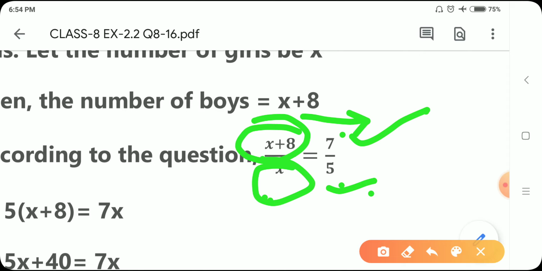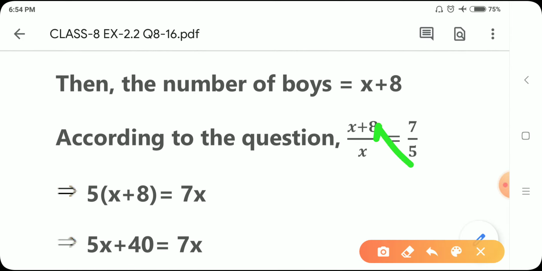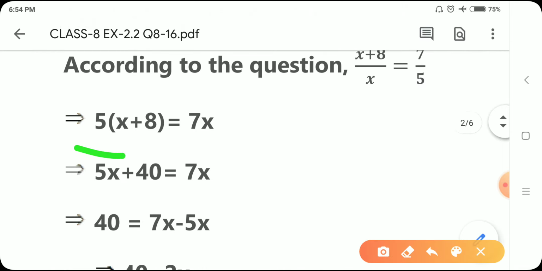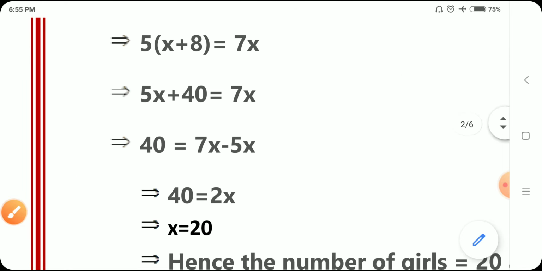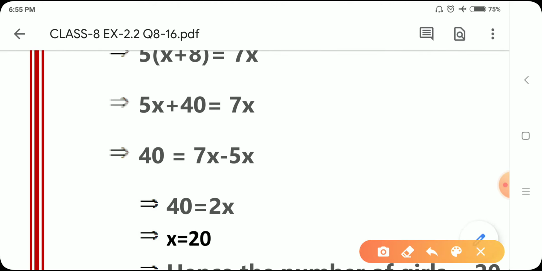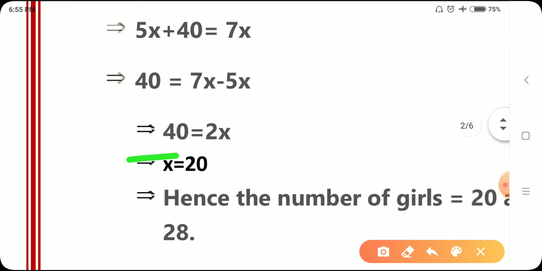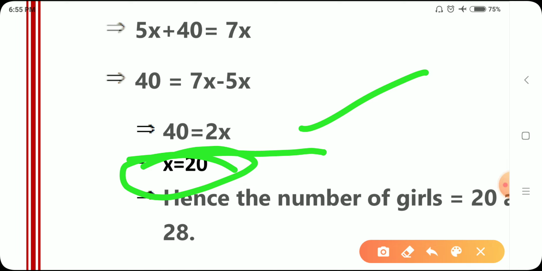So you will write (x plus 8) upon x is equal to 7 upon 5. After solving, this 5 comes here and this x comes here. You will get 5 times (x plus 8) is equal to 7x. Now multiplying this 5 with these two, you will get 5x plus 40. Now separating the variables, you take the x variables on one side and constants on the other side. So 7x is as it is here, this plus 5x will become minus 5x, and 40 is as it is. So you will get 40 is equal to 2x. Solving, you will get x is equal to 20.